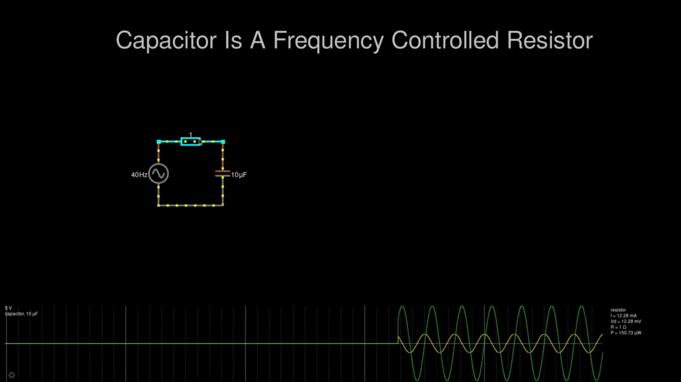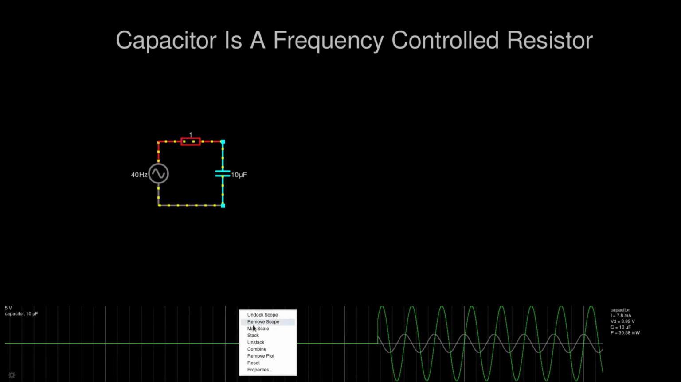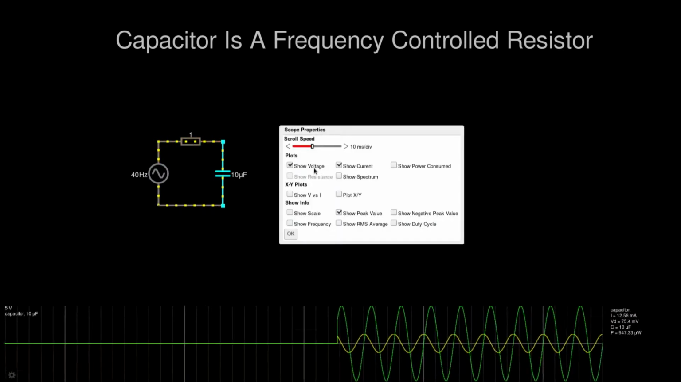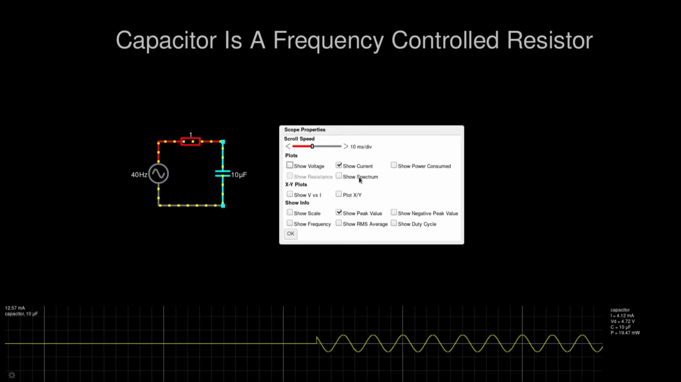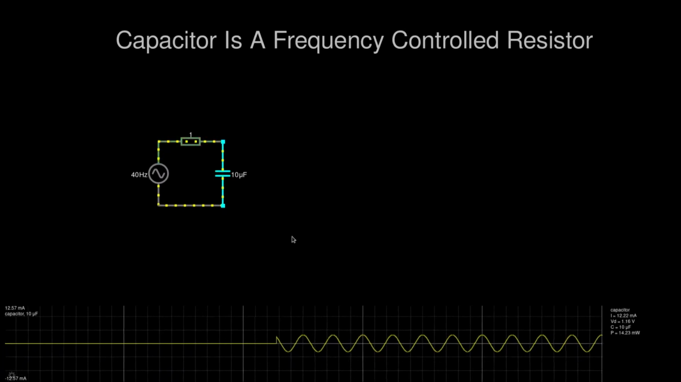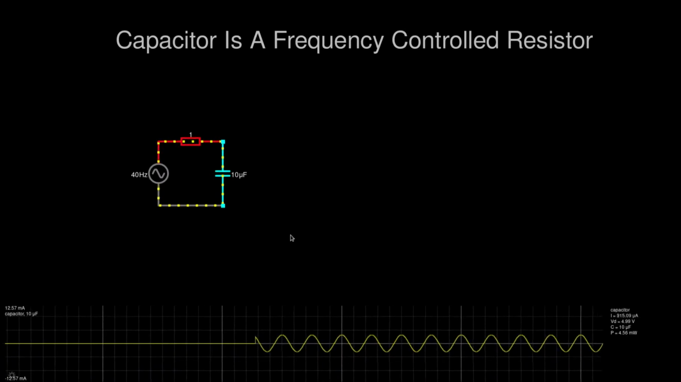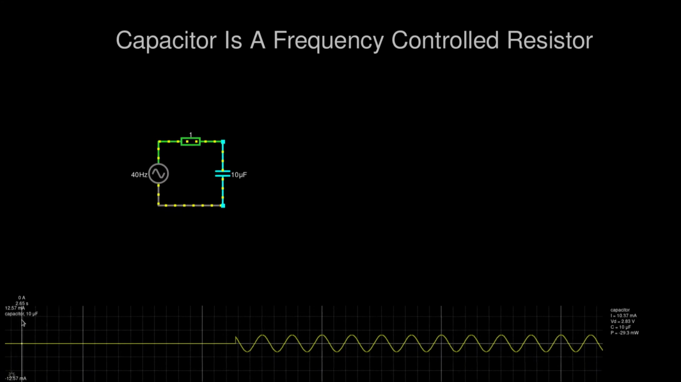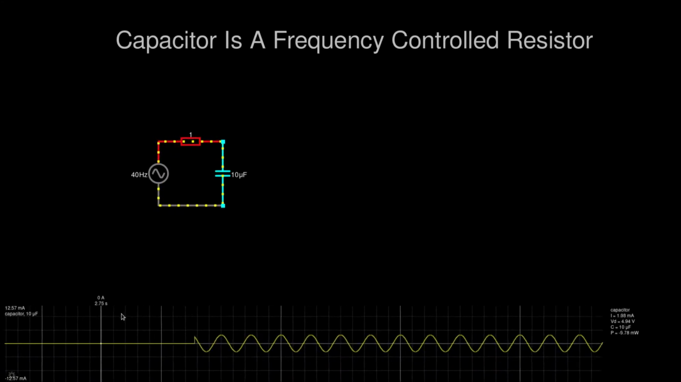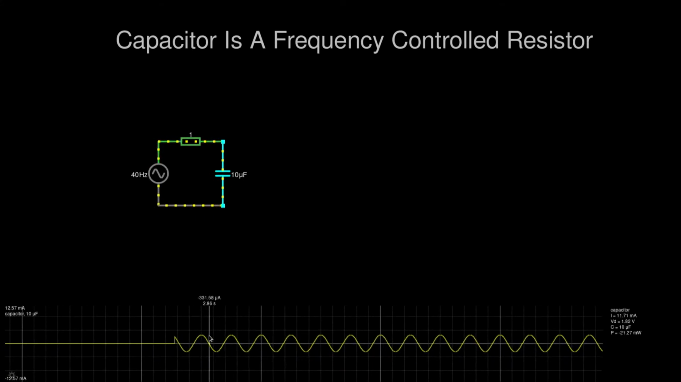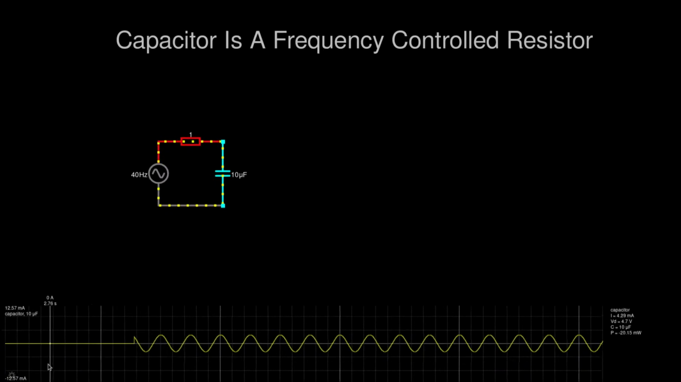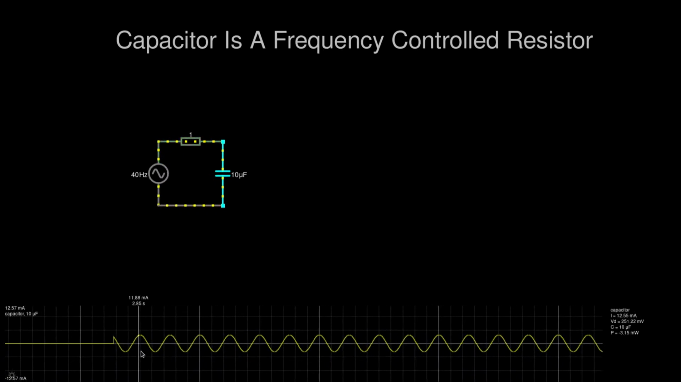So let's see, remove the voltage, and let's see the negative peak value as well. It is a little bit off on the screen, but I can tell you that it's plus 12.57 on the upper peak and minus 12.7 on the lower peak.